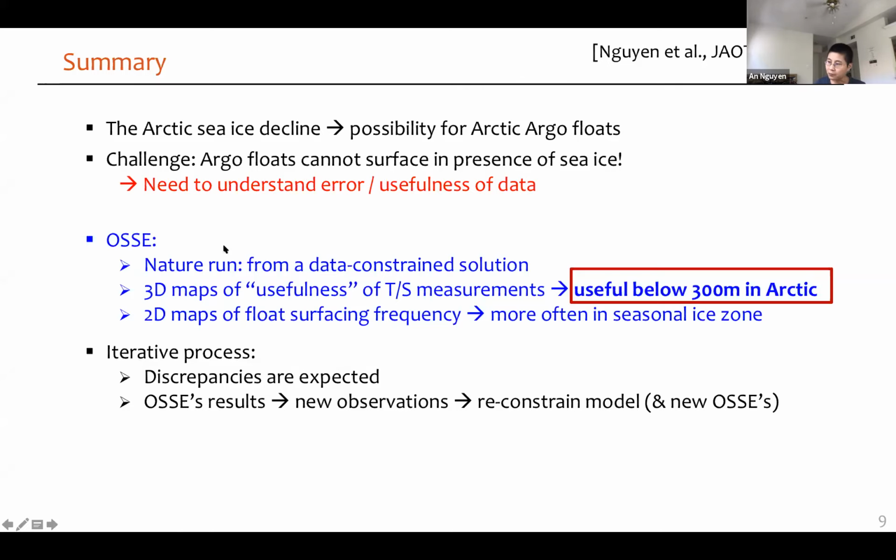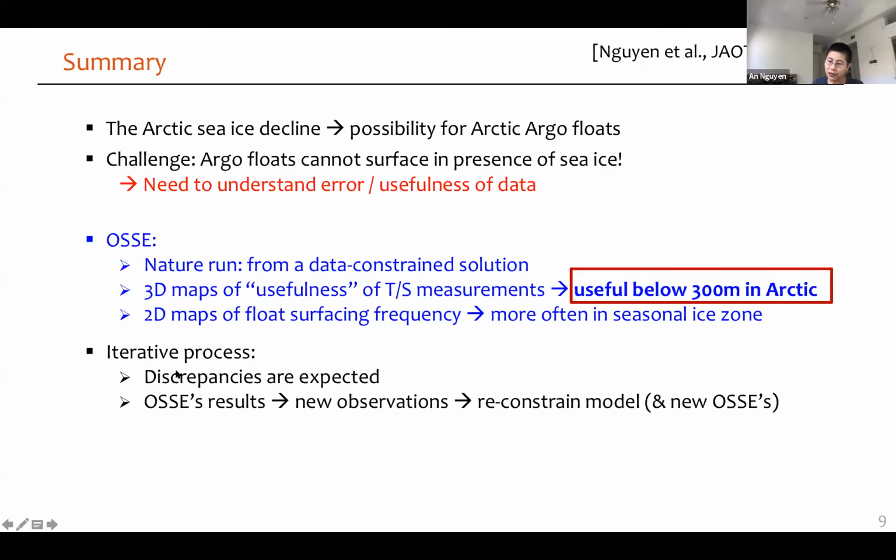And from our experiment, the key information we can gain from here is that the Arctic Argo type float measurements can be very useful for constraining our state estimate pretty much over the entire Arctic basin under 300 meters and even higher as well in the water column.